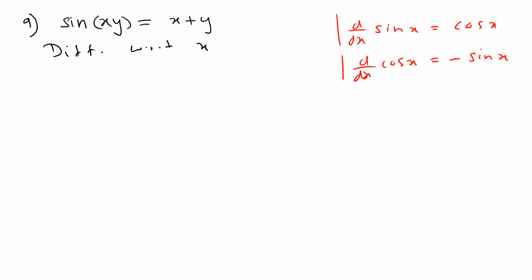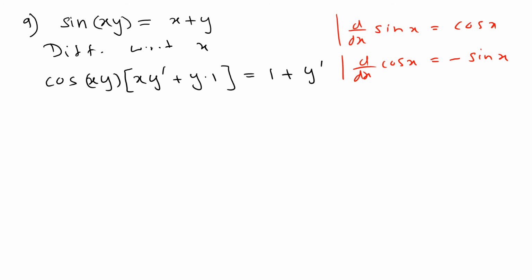If you take the derivative with respect to x, it becomes cosine of the product, multiplied by the derivative of the product. This we did multiple times. It is x y prime plus y x prime, which is 1, equals, on the other side, 1 plus y prime. Now we see whether there are any common factors to cancel. No. So we distribute, and write those xy terms in front. We can write this as x y prime cosine xy, plus y cosine xy, equals 1 plus y prime.